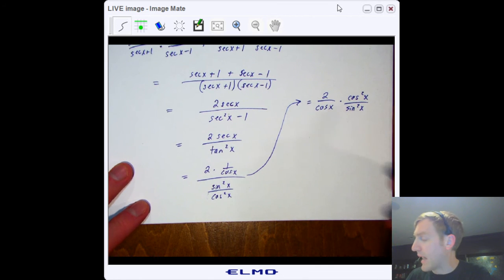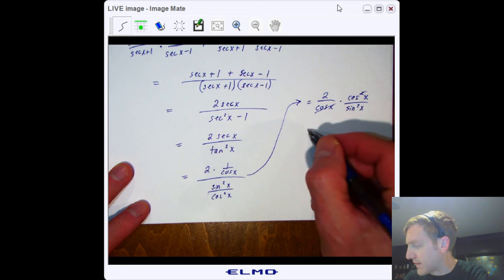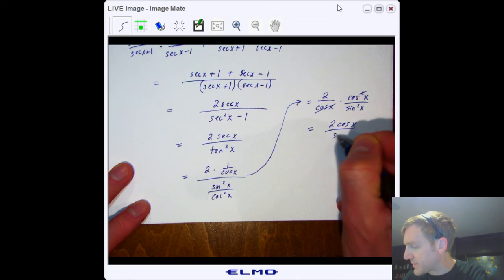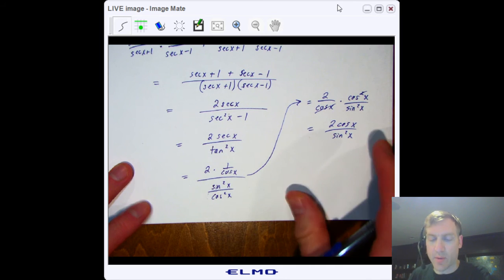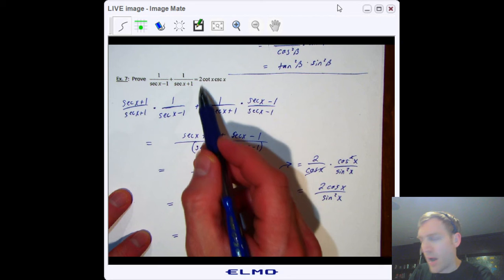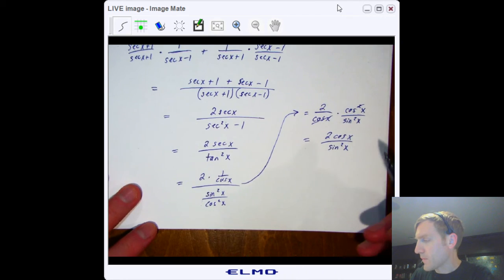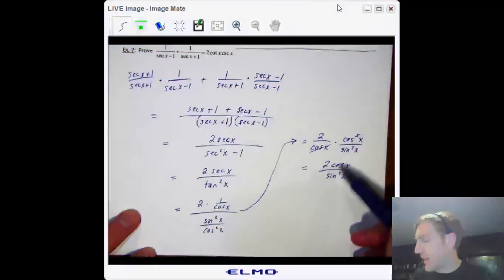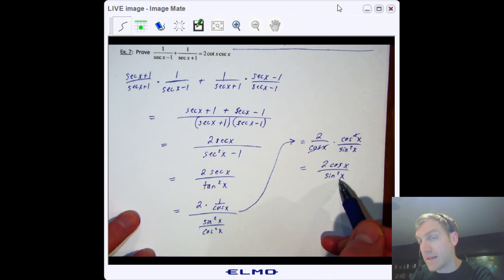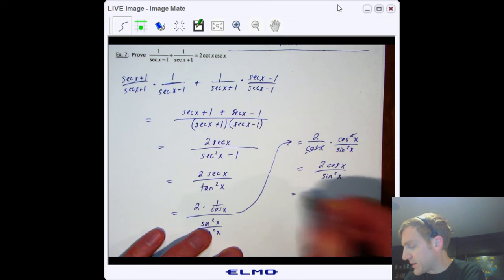okay? And now look what I have. I have cosine squared over cosine, so one of those cosines cancel out. I am left with 2 times the cosine of x over sine squared x. Okay, well, let's see. Does it help me? What do I want to get? I want to get 2 times cotangent x times cosecant x. Well, wait a minute here. Cosine over sine is cotangent, and then I have another sine in the denominator. Well, 1 over sine is cosecant. There we go. Let me just break this up.